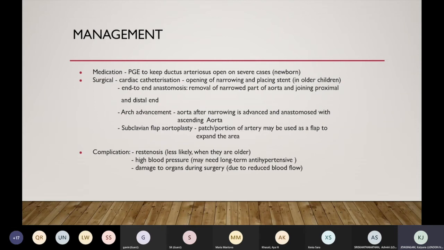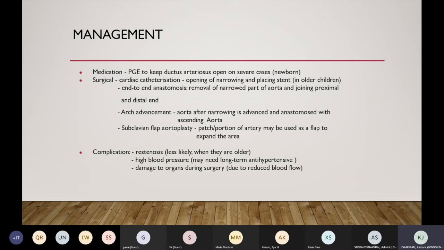You might do an end-to-end anastomosis, so removal of the narrowed part and joining the healthy parts of the aorta together. Or you might do an arch advancement, where the aorta after the narrowing is advanced and anastomosed with the ascending aorta, or a subclavian flap aortoplasty, where a patch or portion of the artery is used as a flap to expand the area.